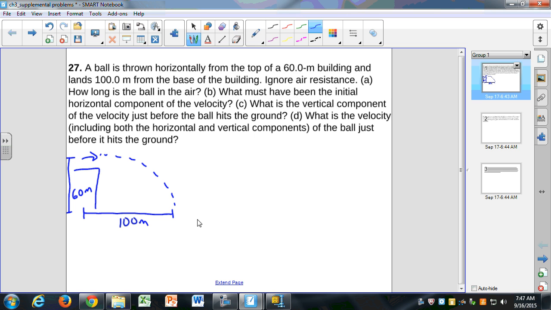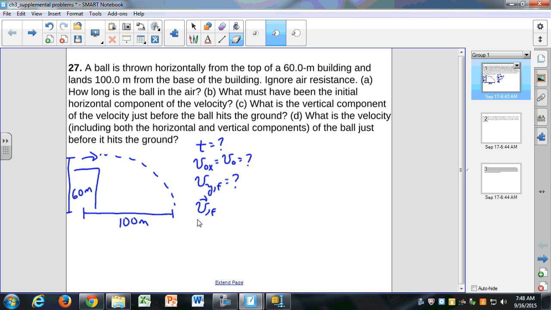And there are a couple of things I want to know. I want to know how long it is in the air. I want to know the initial horizontal component of the velocity. So I want to know what v naught x is. But we also know that that's not just v naught x, but that's also v naught. I want to know the vertical component of the velocity just before it hits the ground. So I want to know vy final. And what is the velocity, both horizontal and vertical components, just before it hits the ground. So I also want to know not just vy, but what is v final, the final velocity just before it hits the ground.